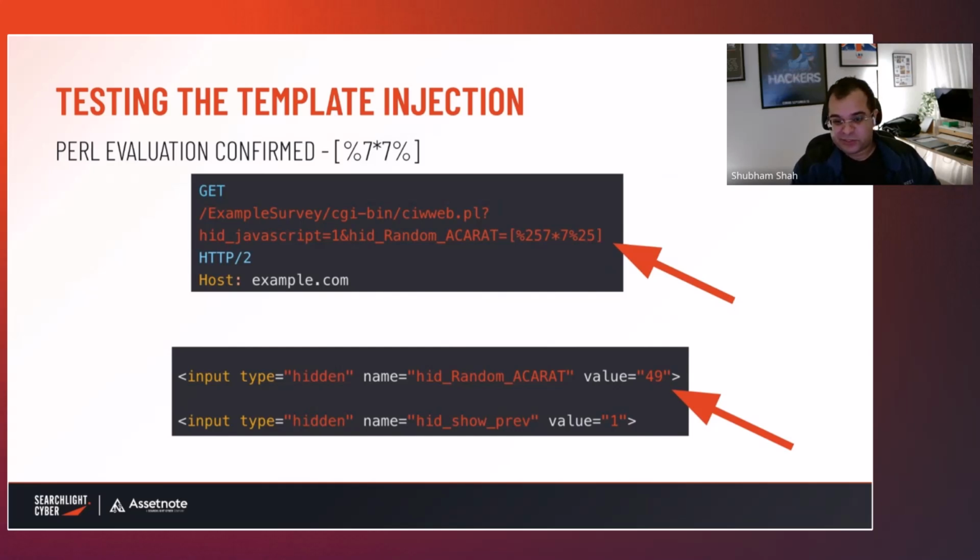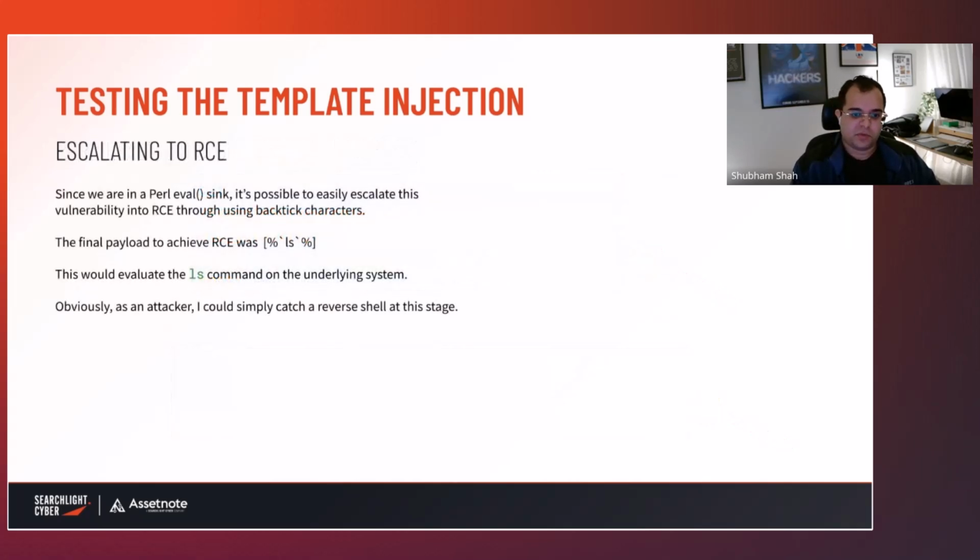At this point, it was quite straightforward to escalate this to command execution. All we have to do in Perl, the syntax for executing commands is simply a backtick. So if you have backtick, command, backtick, it will execute the command in the middle. In this case, if we provided backtick ls backtick, it will execute the ls command on the underlying system. As an attacker at this stage, I'd obviously catch a reverse shell, and the impact could be quite catastrophic, as you could pretty much compromise the entire host machine or the network that it's on.